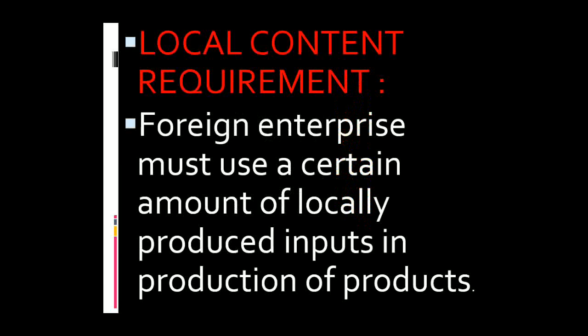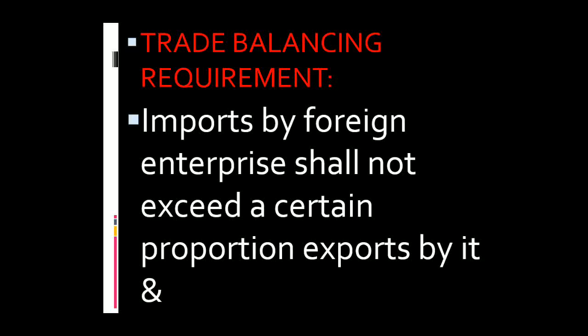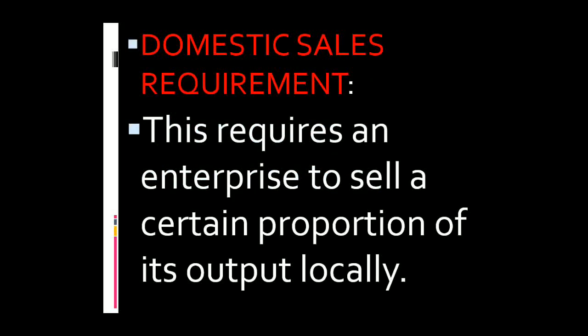Local content requirement is also taken care of by TRIMS. Foreign enterprise must use a certain amount of locally produced inputs in the production. Then it also helps in trade balancing requirement. That is, imports by foreign enterprise shall not exceed a certain proportion of exports by it. Then trade and forex balancing requirement. Forex means foreign exchange. Domestic sales requirement is also protected. This requires an enterprise to sell a certain proportion of its output locally.